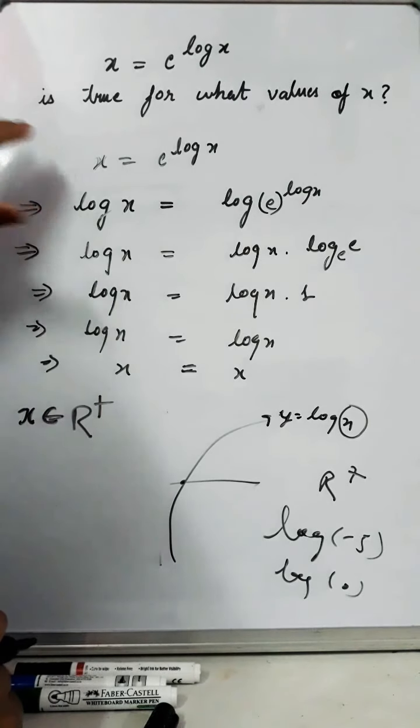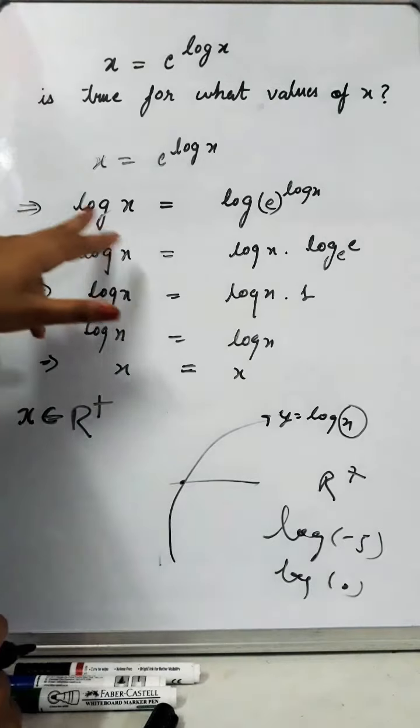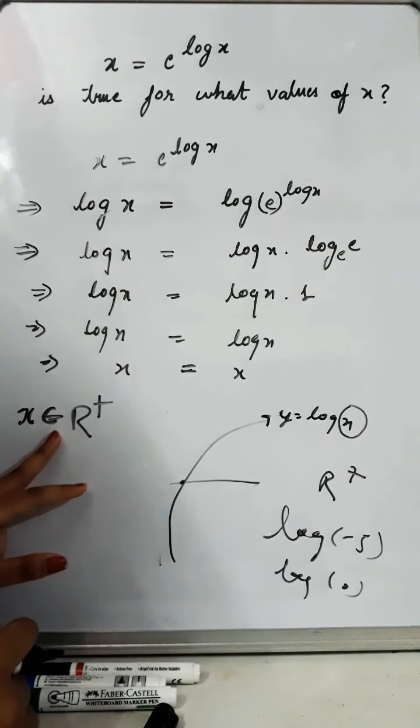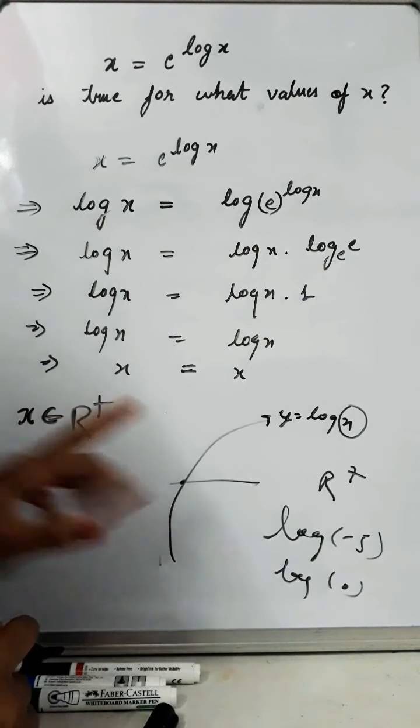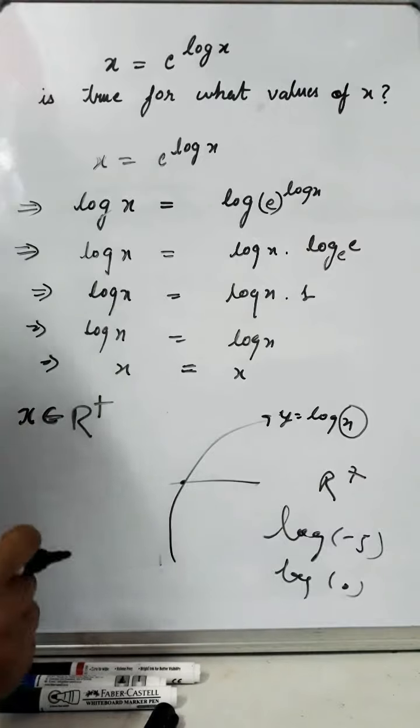And you see, there is no other way to satisfy this. There is no other way. You have to apply the log function, and the moment you apply the log function, your x has to be a real number only, a positive real number. That means not 0 and not anything less than 0.